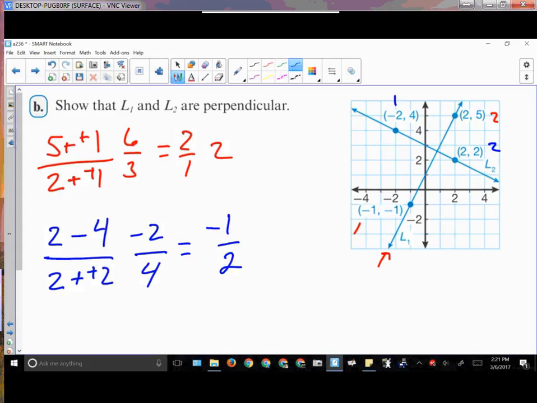So, are these perpendicular lines? And yes, we have verified that they are perpendicular lines. But again, we need to make sure that we go through and take that kind of information on it so that we can verify and state for certain. All right.